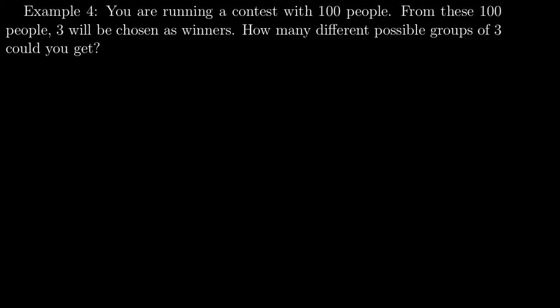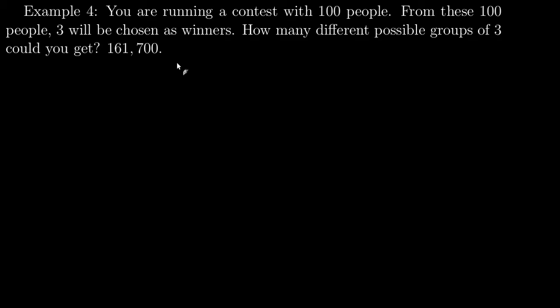Example 4. You are running a contest with 100 people. From these 100 people, 3 will be chosen as winners. How many different possible groups of 3 could you get? Pause the video, solve the problem. You can get 161,700. And the idea is this.